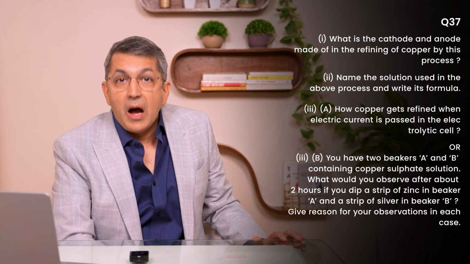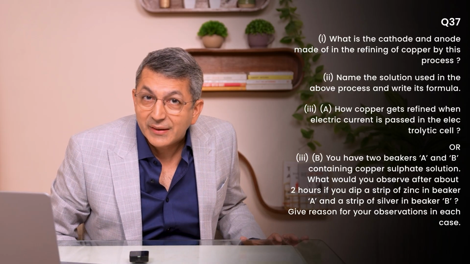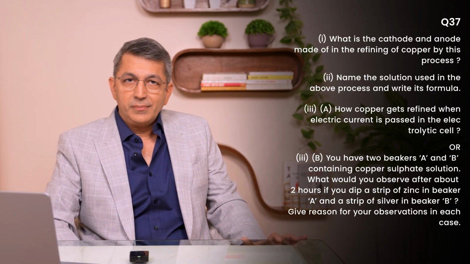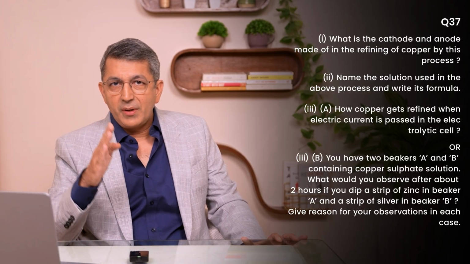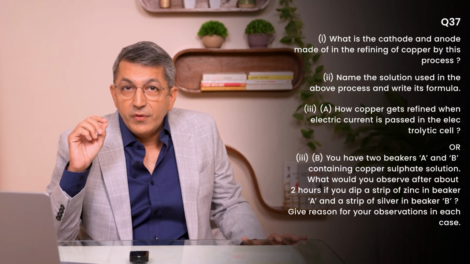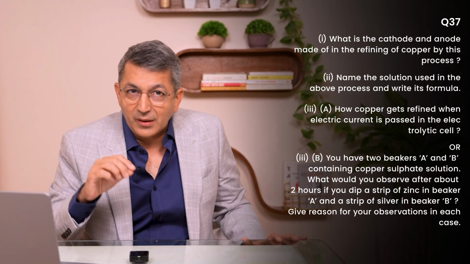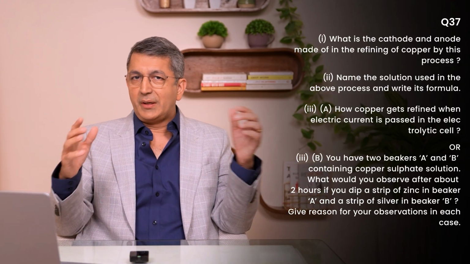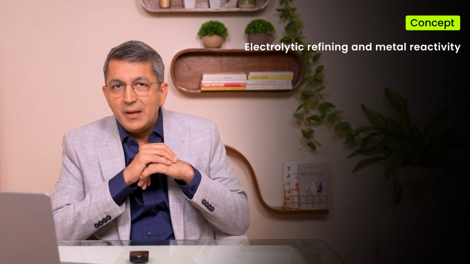3a. How copper gets refined when electric current is passed in the electrolytic cell? Or 3b. You have 2 beakers, A and B, containing copper sulfate solution. What would you observe after 2 hours if you dip a strip of zinc in beaker A and a strip of silver in beaker B? Give reasons for your observations in each case. Concept: electrolytic refining and metal reactivity.